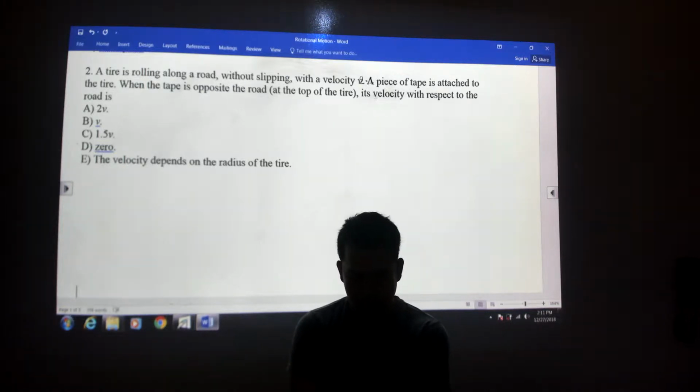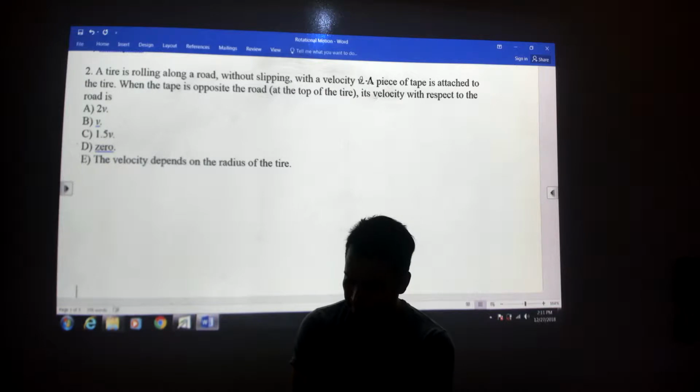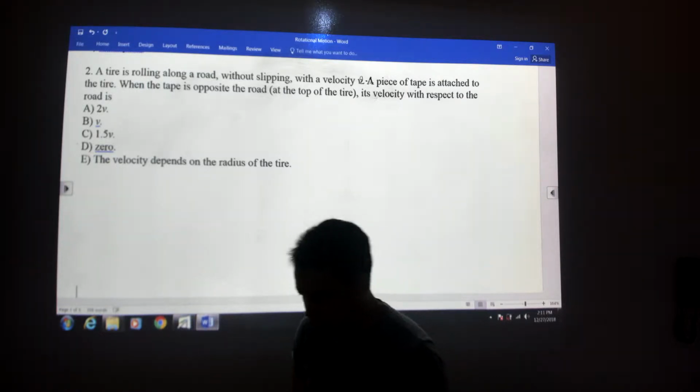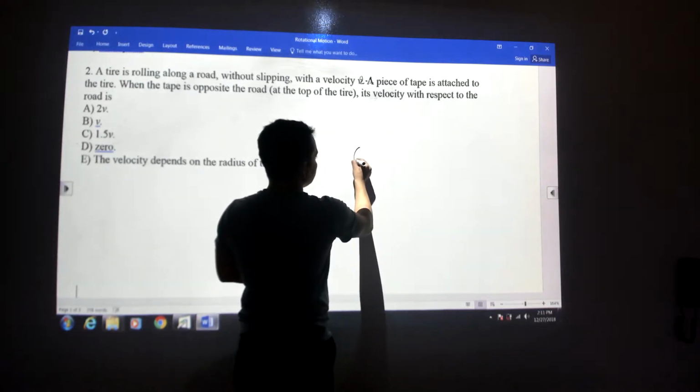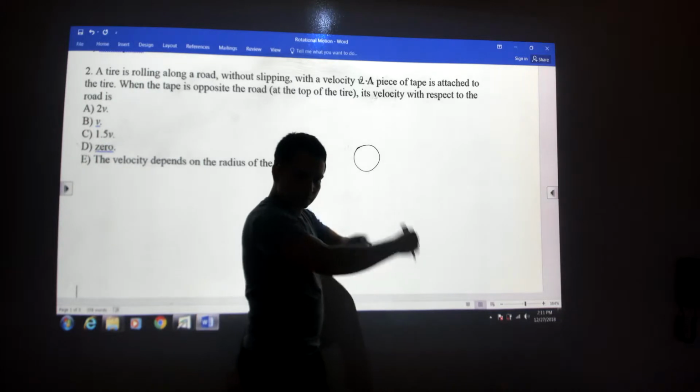So this is a multiple choice question, and in this case a tire is rolling with velocity v, and you need to find out what is the velocity at the top of the tire. So let's see. Let's say you have a tire here, and this tire is rolling as well as moving.